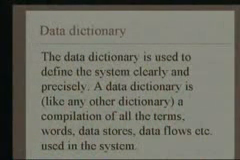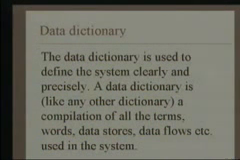We talked about DFDs, data flow diagrams. The next thing we will look at is a data dictionary. Now what exactly is a data dictionary? A data dictionary is used to define the system clearly and precisely. A data dictionary is, like any other dictionary, a compilation of all the terms, words, data stores, data flows, etc. used in the system. But why do you need it?